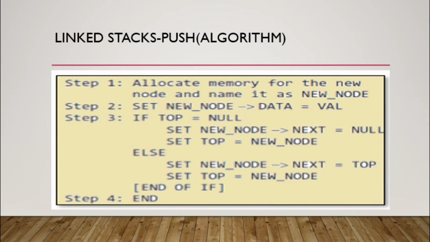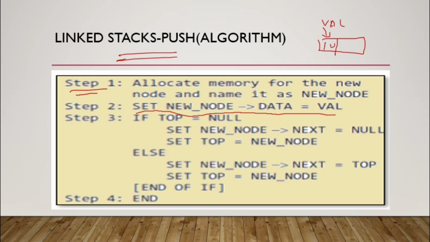So you need to allocate. Step one of the algorithm for a linked stack push operation is to allocate memory for the new node and name it as the new node. That is the first step you have to do here. What is step two then? In step two you have to set new node of data equal to val. You will create the new node first, and then fill in its data. So this is val, val of the new node.